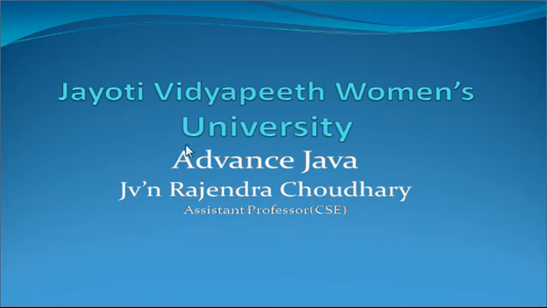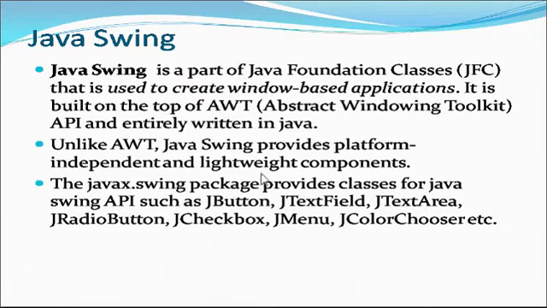There are some definitions of Java Swing. Java Swing is a part of the Java Foundation Classes that is used to create window-based applications. I already told you the JFC is used for window-based applications, and you can also say that Java Swing is used to develop desktop applications. It is built on top of AWT. AWT stands for Abstract Window Toolkit. AWT has some drawbacks, and to overcome these drawbacks we use Java Swing. You can say that Java Swing is the extra advanced version of AWT.